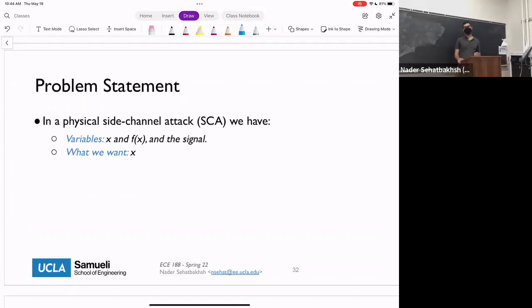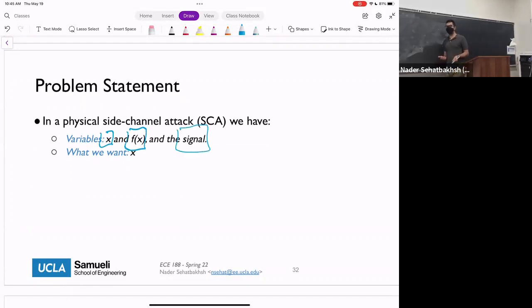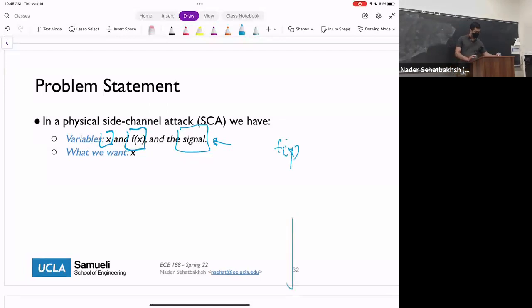So generally, you can define the problem of attacking a system using a physical side channel as a problem where we have two variables, basically three variables. We have the input x, we have f of x, the result, and then what we get from the physical side channel attack is this signal. For example, for cryptography, we have f of x, right? We can query a system and get the f of x.